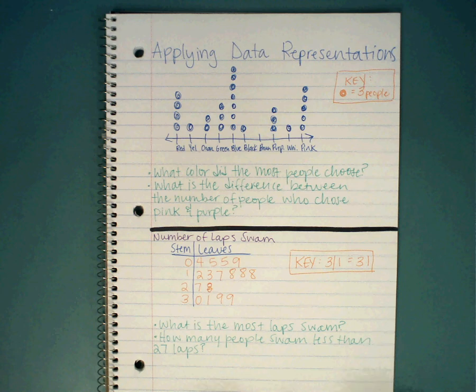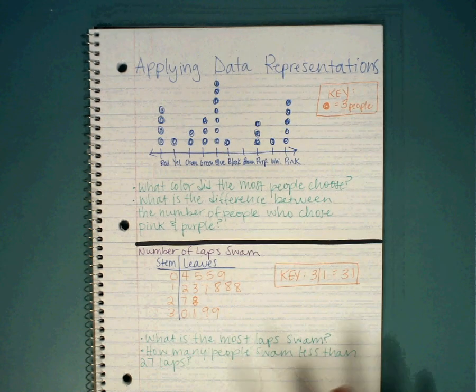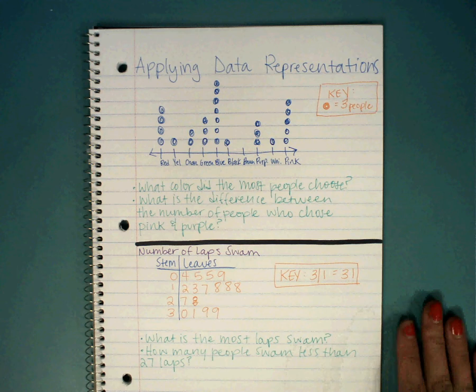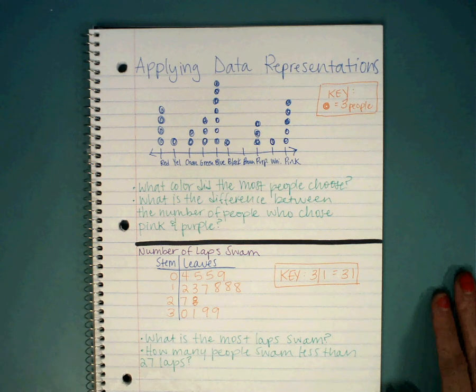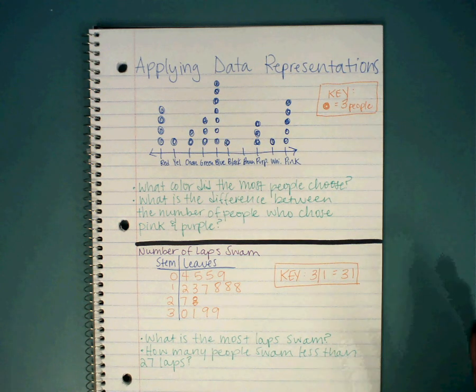All right, guys. So today we're just going to apply what we've already learned about data. We've learned how to make dot plots, stem and leaf plots, and frequency tables. Now we're going to have one of those in front of us, and then we're going to interpret it. We're going to apply what we know about the different ways to represent data, okay?